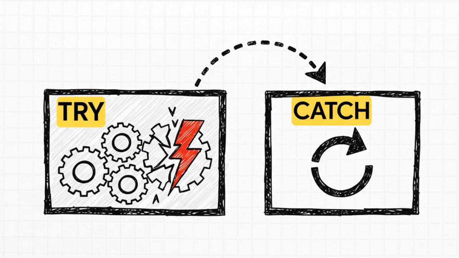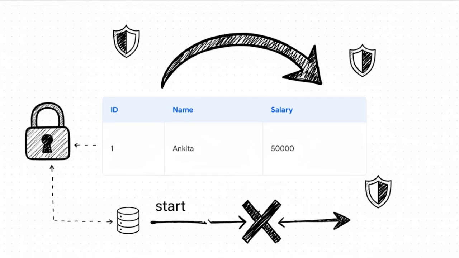Rollback transaction. And this, right here, is the magic. After that rollback, what's Ankita's salary? It's still $50,000. Exactly what it was before we even started. The failed operation had absolutely zero effect on our data. It's like it never happened. The safety net worked perfectly.